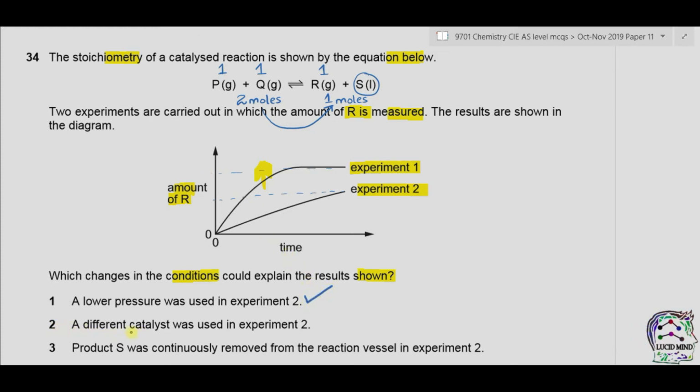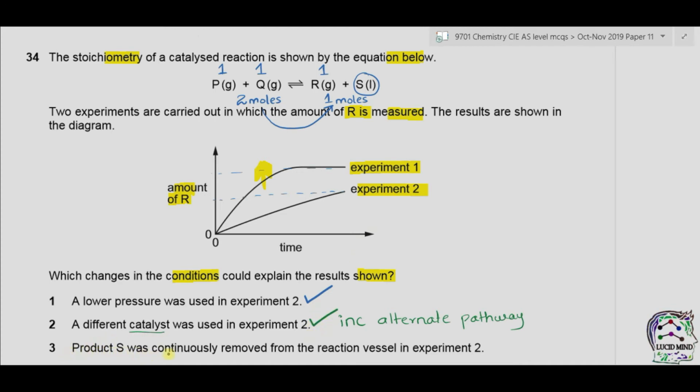Option 2. A different catalyst was used in experiment 2. Now, a catalyst increases the rate of reaction by providing an alternate pathway. It is not necessary that when a different catalyst is used, the rate of reaction will remain the same. So there could be different catalysts present in experiment 1 and experiment 2. So option 2 could be correct.